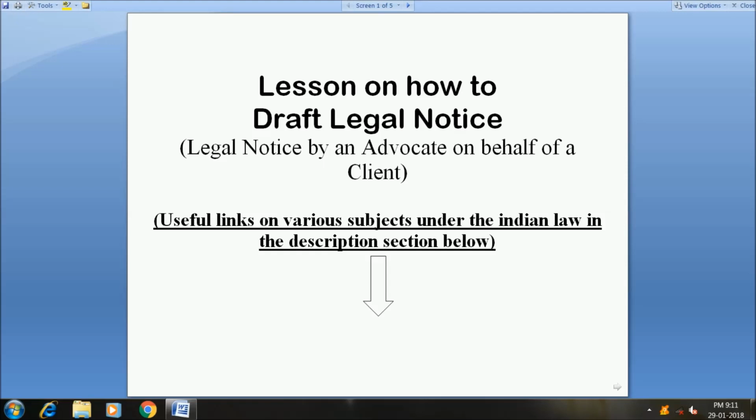Like, for example, the Rent Act requires that a notice for the purpose of recovery of rent, a specific 30-day notice, has to be given to the opposite party, to the tenant, if the landlord desires to file a suit or an application for the purpose of eviction of the tenant.